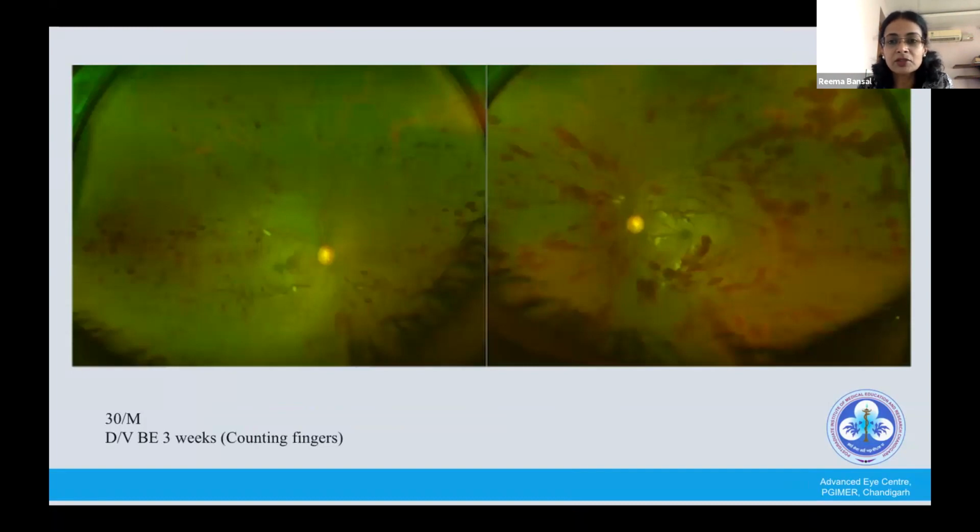Similarly, another young male patient, a slightly different clinical picture, bilateral, multiple hemorrhages, loss of vision 3 weeks to the extent of counting fingers, and looks like CRVO, but a young male presenting with sudden loss of vision.